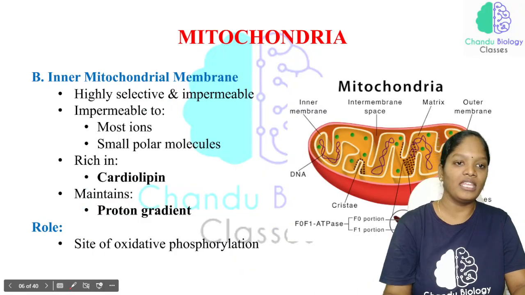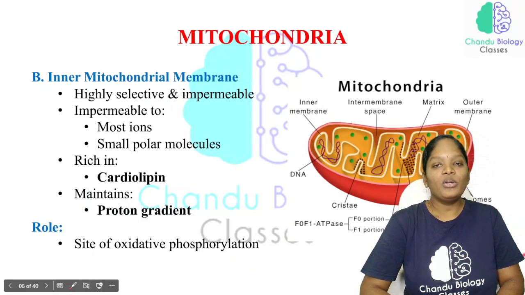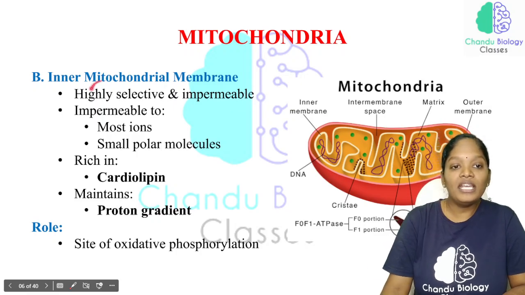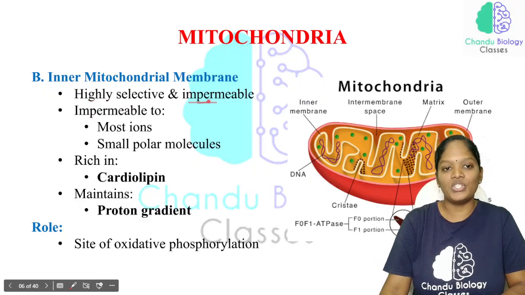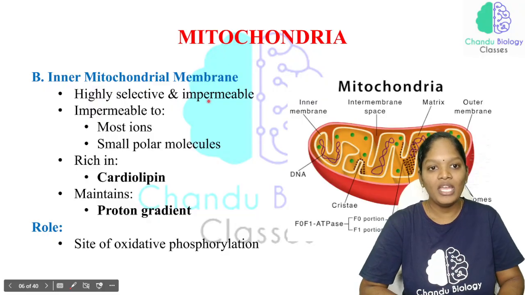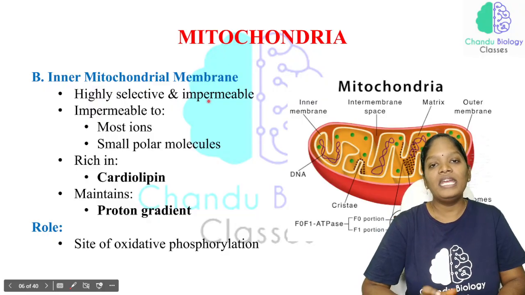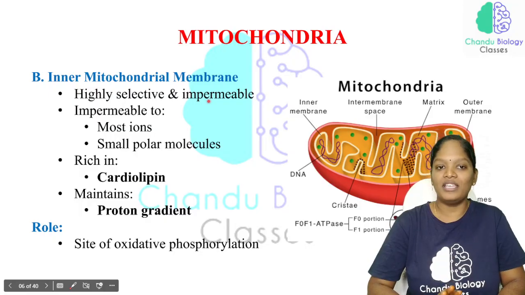Now the second thing, the inner mitochondrial membrane. See, the inner mitochondrial membrane is just opposite to the outer mitochondrial membrane. It is highly selective and impermeable in nature. What we have studied with respect to the outer mitochondrial membrane is that it is very smooth and highly permeable, but this is very opposite. It is highly selective and impermeable. Okay, so which means what? It is selectively permeable in nature, right?